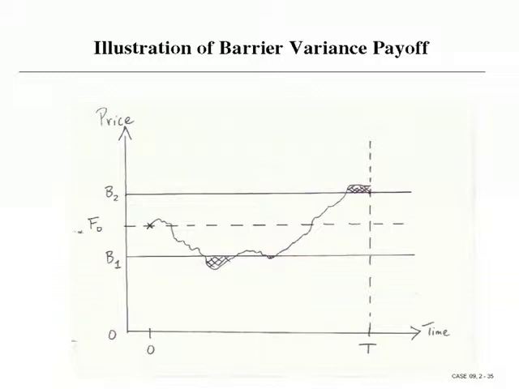We take squared returns, accumulate them all along this path until we get to here. Now we break the barrier, and this will be 0. So we only get the variance that's accumulated between here and here.